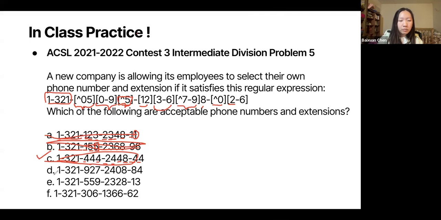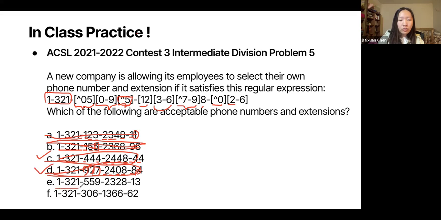And then for the next expression, we have again 1 3 2 1, something that's not 0 or 5, any digit, something that's not 5, again 1 or 2, something that's in between 3 and 6, and then something that's not 7 to 9, and then 8, and then we have not 0, and then we have 4, which is in between 2 to 6.